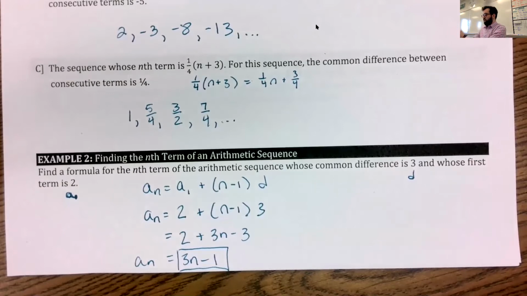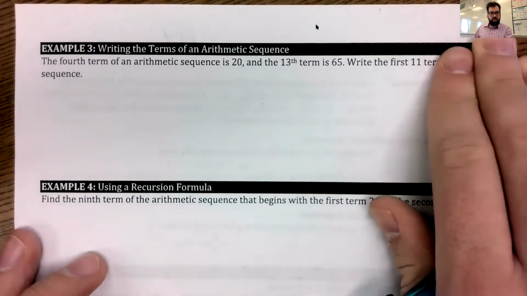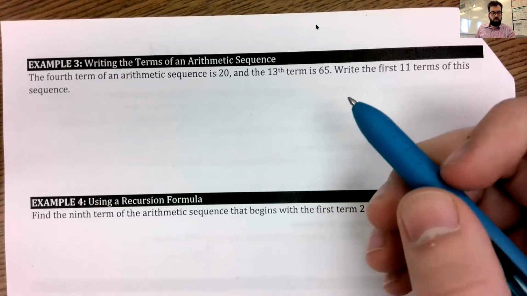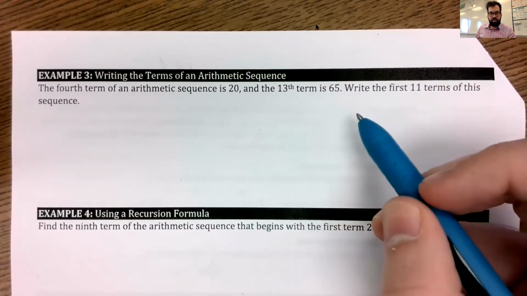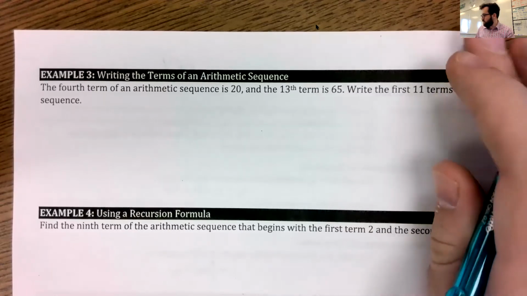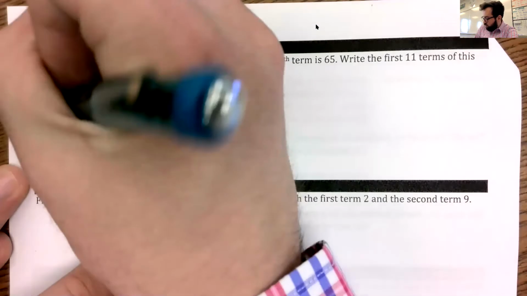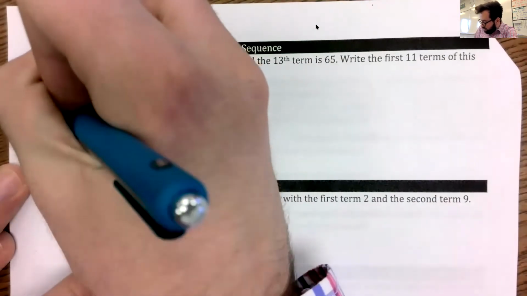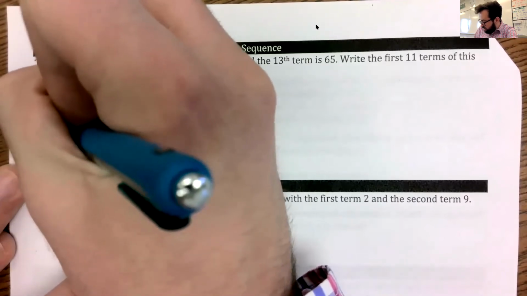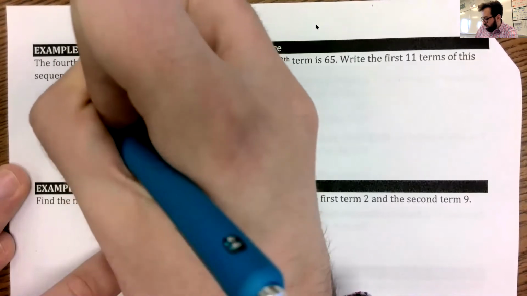All right. Great. Let's move on to example 3. Writing the terms of an arithmetic sequence. The fourth term of an arithmetic sequence is 20, and the 13th term is 65. Write the first 11 terms of this sequence. So what we could list right now is that a sub 4 is 20, and then there's a bunch of terms in between that and a sub 13, which is 65.